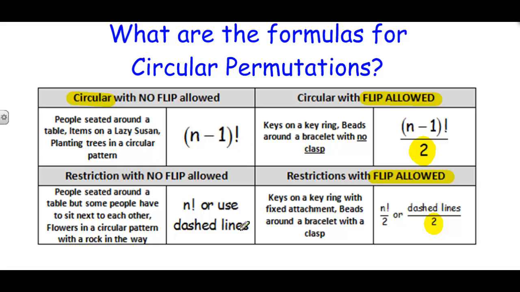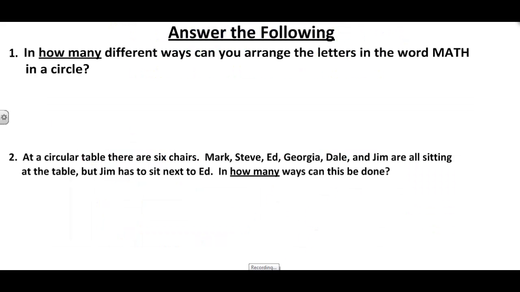And if you ever have any sort of restriction for your circle, so for example, you have a bracelet, but there's a clasp, so you can open it and then there's actually a beginning and an end. Or if you have something in a circle, but there's one thing that's fixed, so it doesn't ever change its position, then we actually don't deal with it as a circular problem. We deal with it like we've been dealing with the last problems, as just a normal permutation where we either use factorial or our dashed lines to help us out. So we're going to go through 4 examples so we can see the difference between these 4 different formulas. How many different ways can you arrange the letters of the word math in a circle?